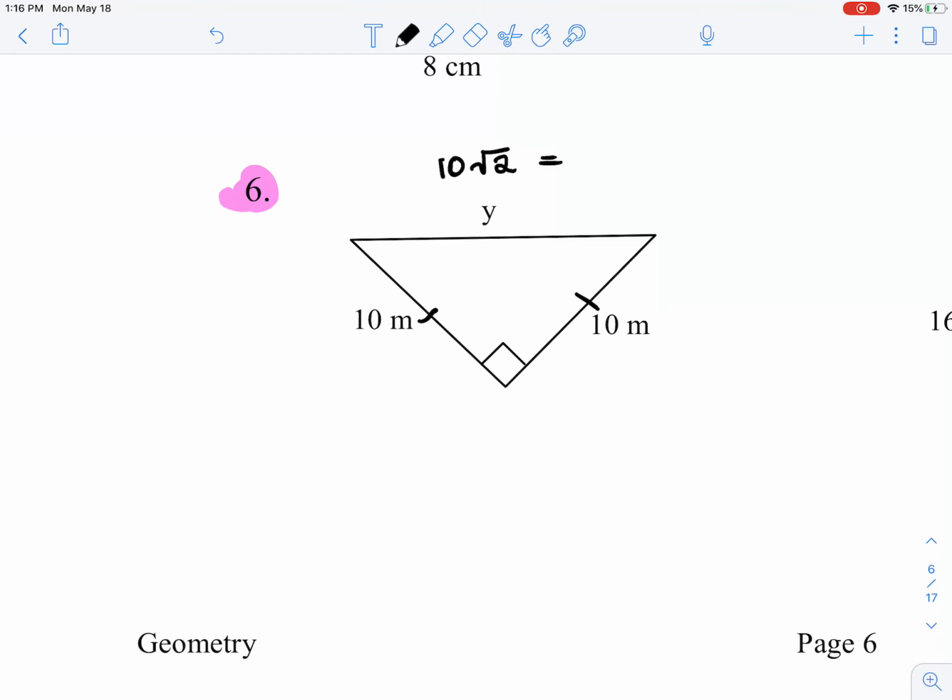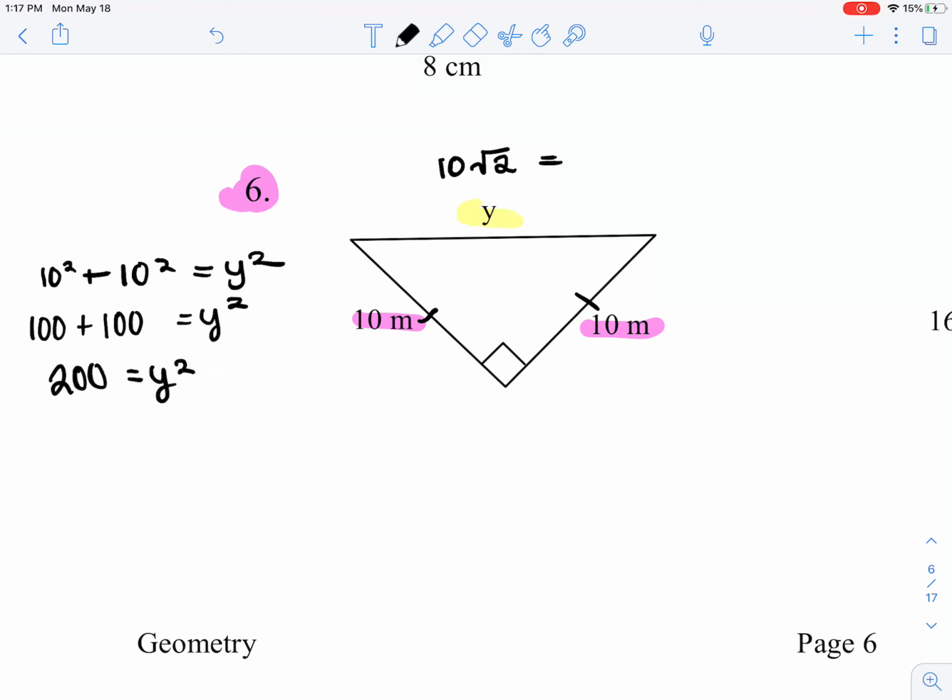So let's just stick with Pythagorean theorem, though, just to get it set up, and then do some discovery in just a bit. So a squared plus b squared equals c squared. Leg squared plus leg squared equals hypotenuse squared. Let's set it up. 10 squared plus 10 squared equals y squared. So 10 squared, that's 100, plus 100 equals y squared. 200 equals y squared, but we want to know what is y, so we take the square root of both sides.